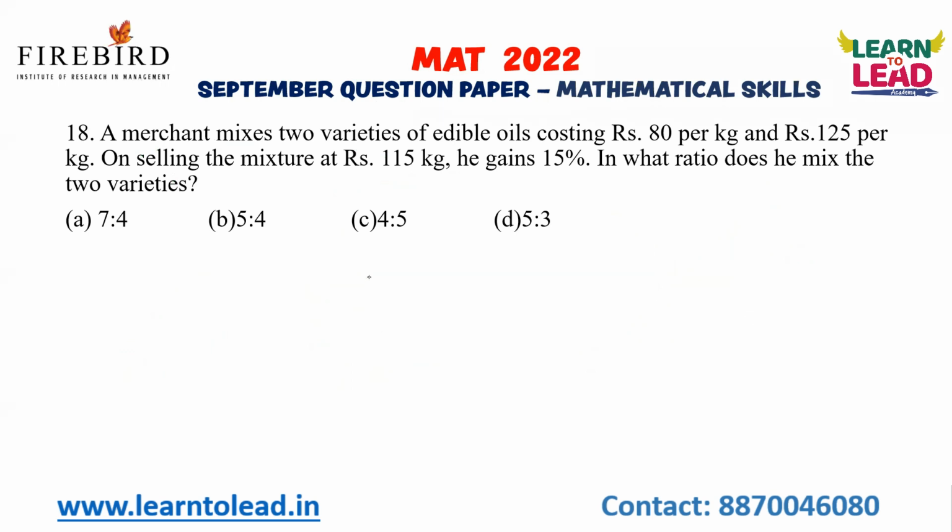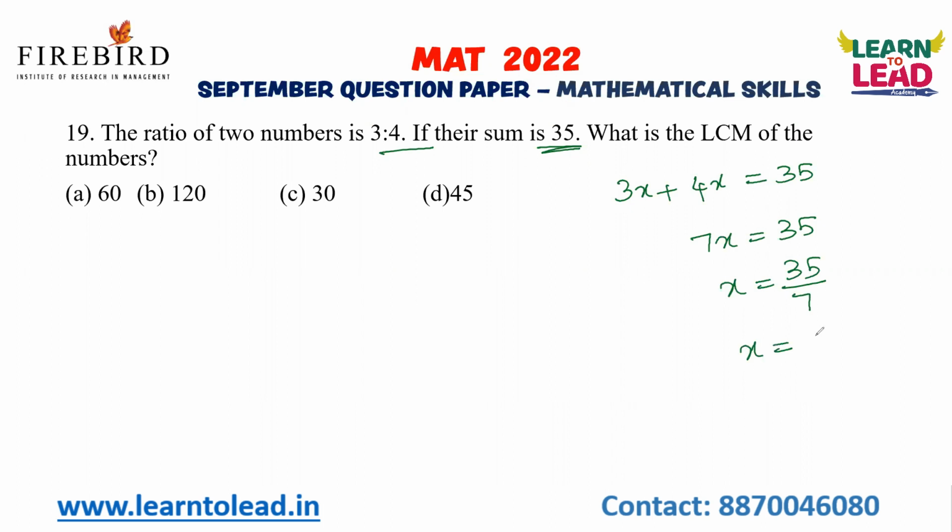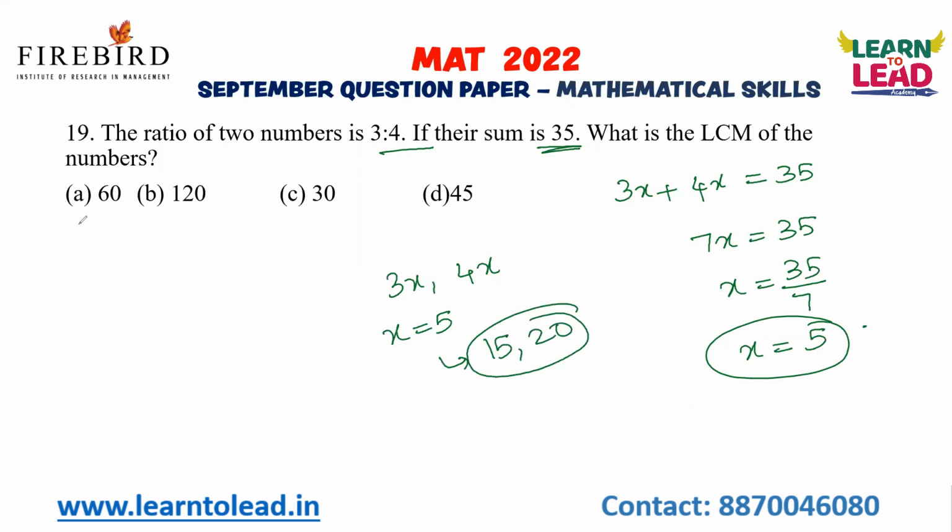Next. The ratio of two numbers is 3 is to 4. If their sum is 35, what is the LCM of the numbers? See, if the ratio is 3 is to 4, the two numbers will be 3x and 4x. And if their sum is 35, that is 3x plus 4x is 35. 7x is equal to 35, and the x value is 35 by 7. You will get x value as 5. Find the LCM of the numbers. 3x and 4x are the numbers. If I substitute x is equal to 5, I'll get 15 and 20 as the two numbers. What is the LCM of 15 and 20? We know it as 60. That is your answer.